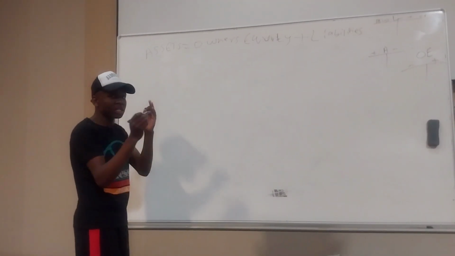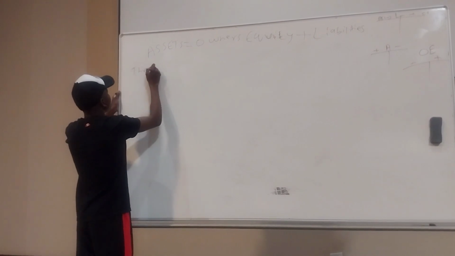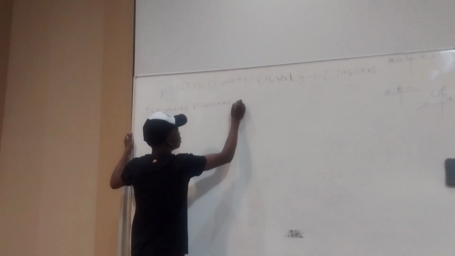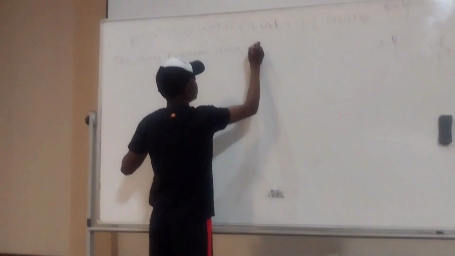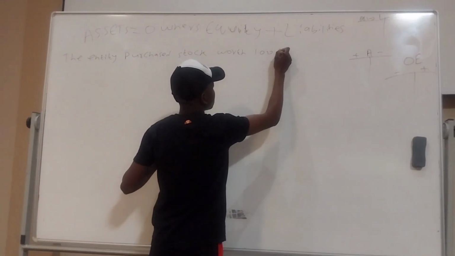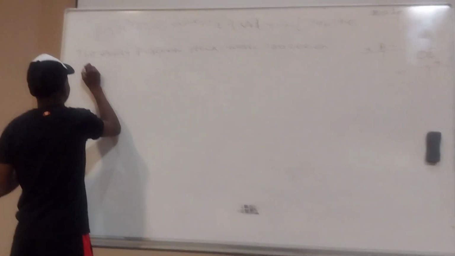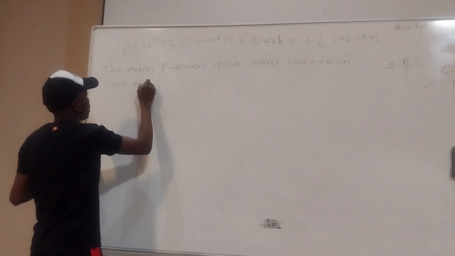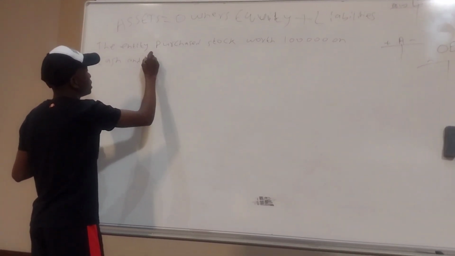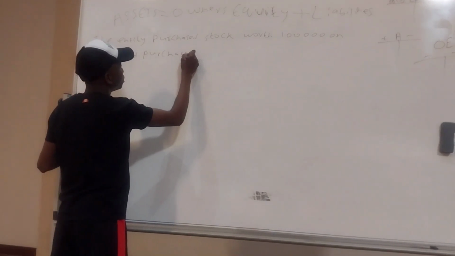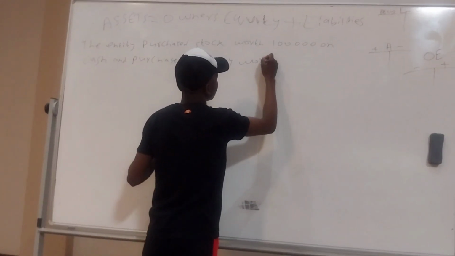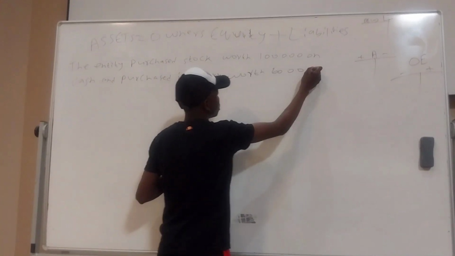Let's assume the transaction is like this. The entity purchased stock with 100,000 on cash, and purchased again inventory with 60,000 on credit.